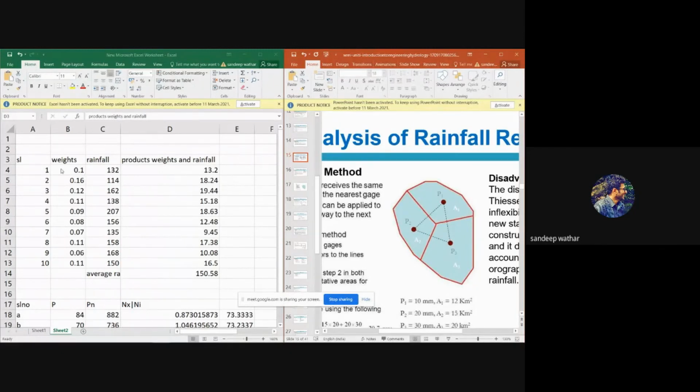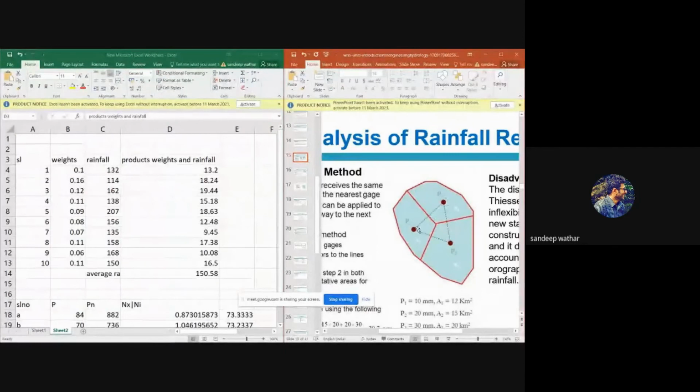Now I'll tell you what weight is. This is your P1 and this is the area A1. So P1 is representing the rainfall at that station. A1 is representing the area which is influenced by that rain gauge station. So this entire area is represented by this rain gauge station, so I'm calling it A1. Let me call this total area A. So A1 divided by A is the weight of this rain gauge station.